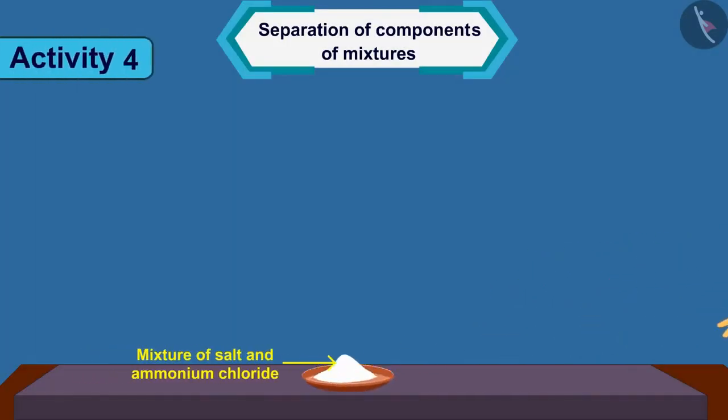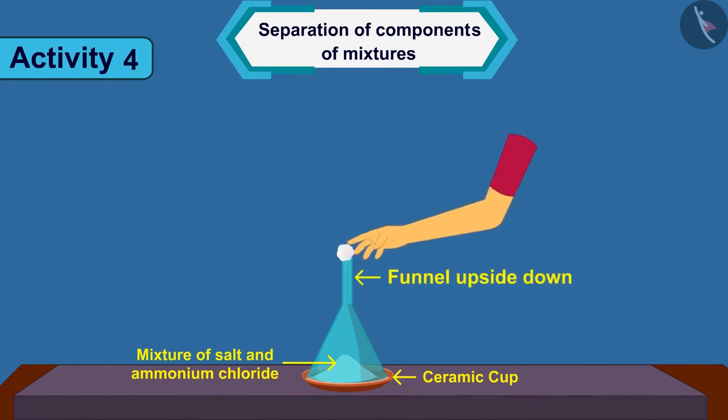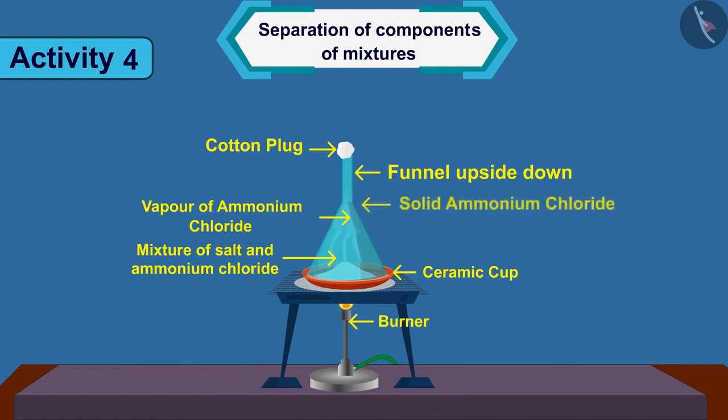Take a mixture of salt and ammonium chloride in a ceramic cup. Now cover this cup with a funnel upside down and close the open end of the funnel with cotton. Now heat the ceramic cup slowly using a burner. What do you see? As the cup is heated, the vapor of ammonium chloride rises upwards from the cup, and after some time, this vapor starts to settle on the cool surface of the funnel.